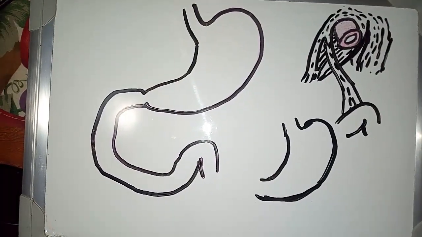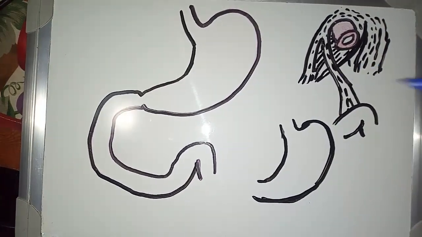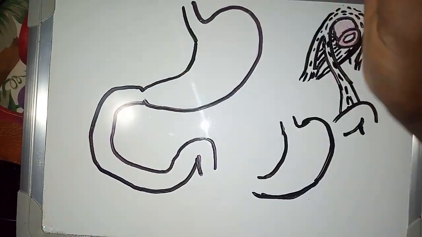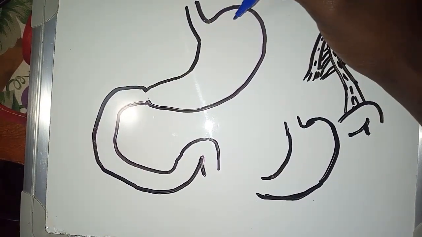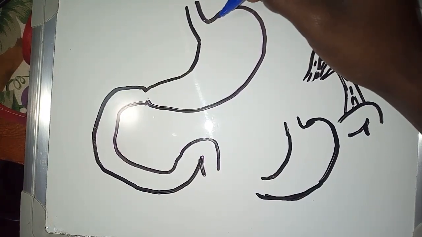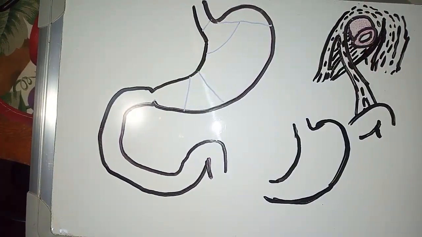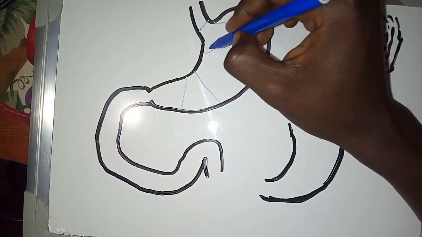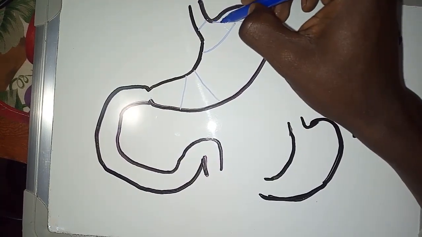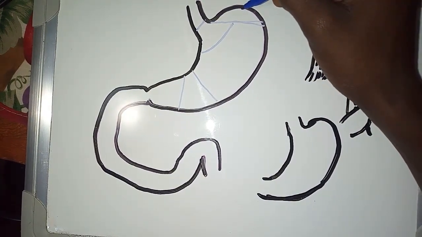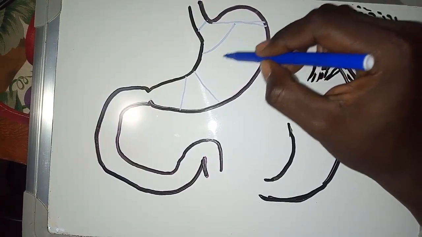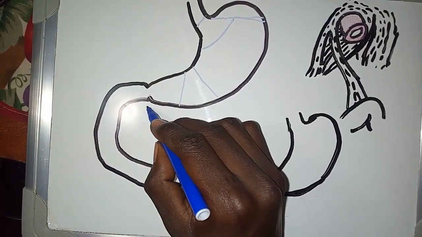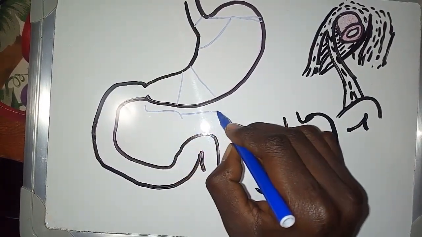Now let's talk about the stomach and the duodenum. The stomach is the sac-like structure that stores food temporarily after it's ingested. It starts from here and ends here. The stomach is divided into different portions. This is the cardia of the stomach, also known as the cardiac area of the stomach. This is the fundus of the stomach. This is the body of the stomach. The whole of this is the pylorus of the stomach.